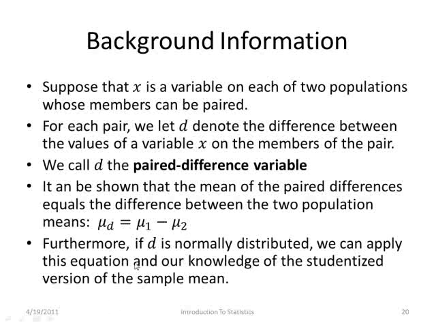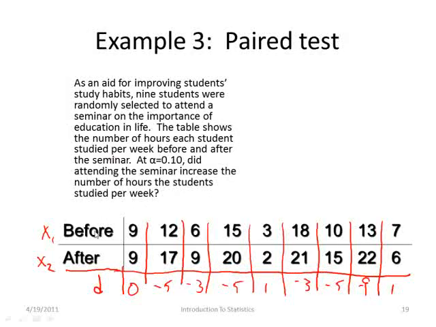So the idea is that if I could compute the mean for the before and the mean of the after, or if I knew the population means and I take the difference, that should be very close to the mean of the differences here, if I knew the distribution. Okay?